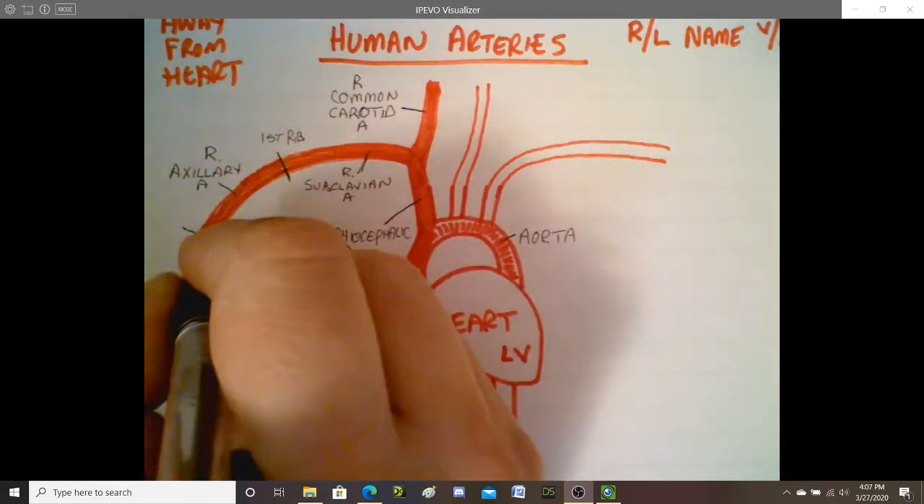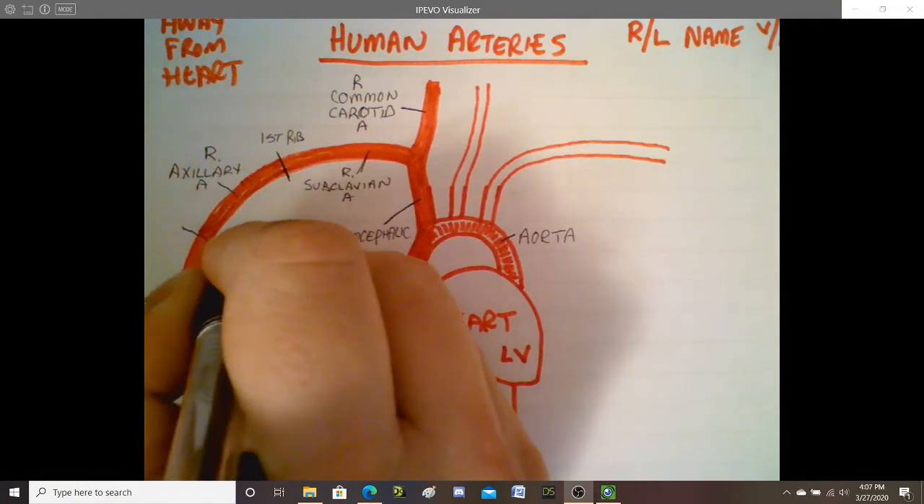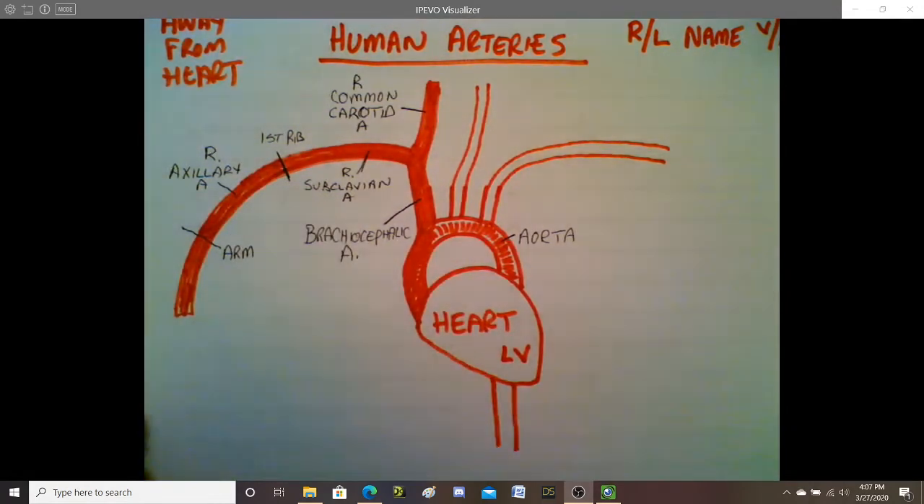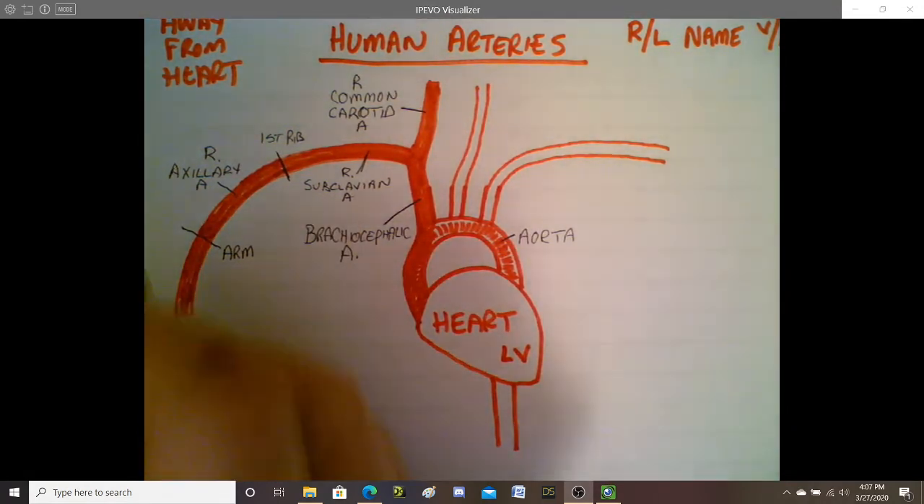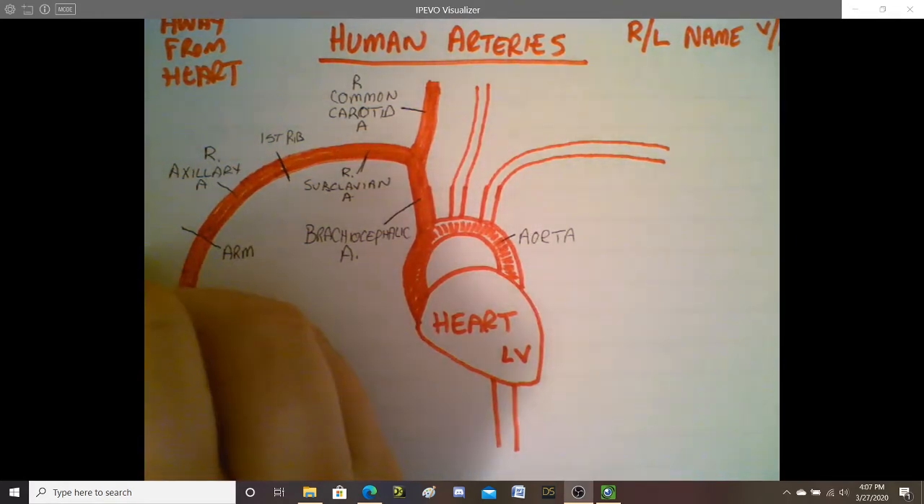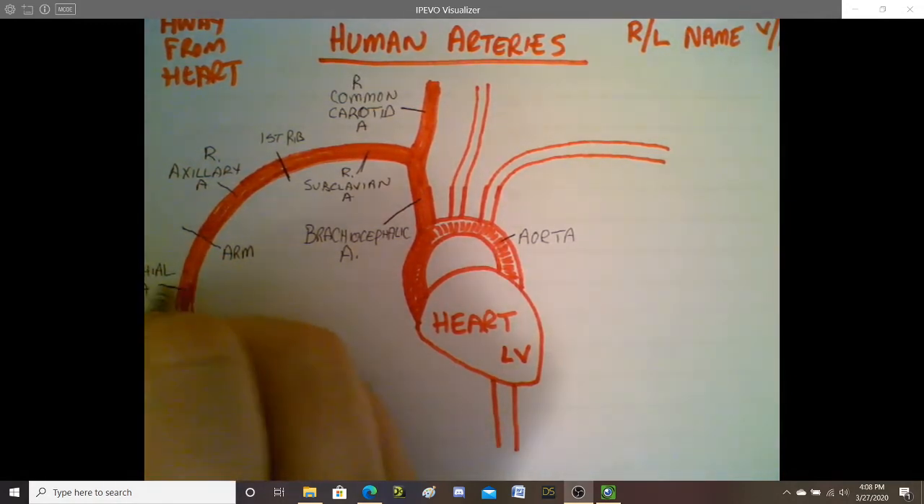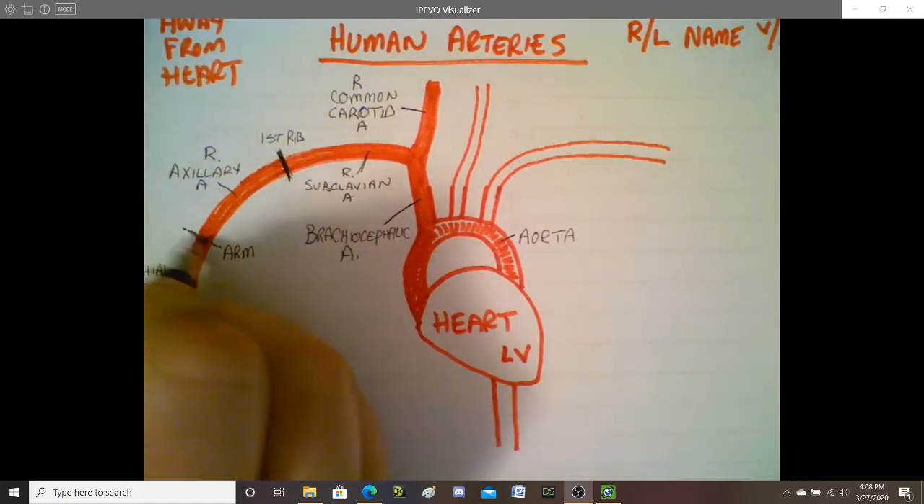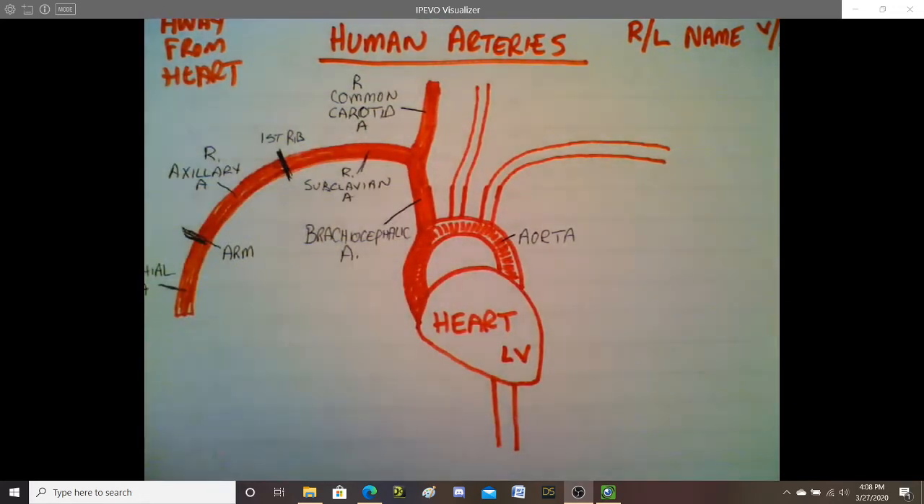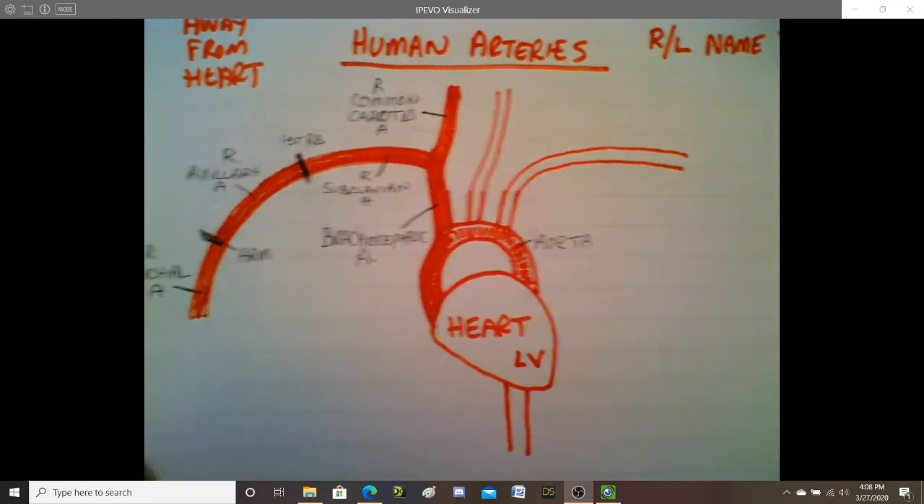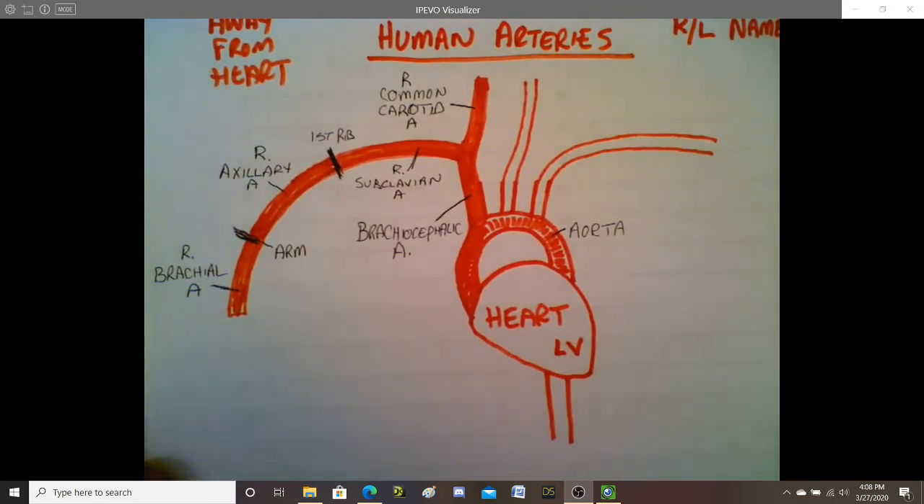Now, once it gets into your arm, it changes names again. So I'm going to just write this divider as the arm. Once it's in your arm, it turns into the brachial. So this is going to be the right brachial artery. Okay. And that is the right side. Pretty cool.